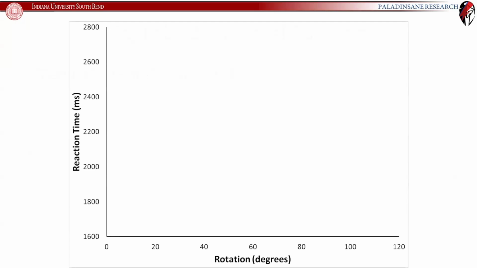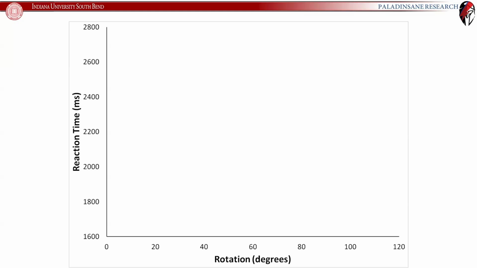On the x-axis, we have the rotation degrees. That's the difference in rotation between the two objects. So 0 degrees, they were not differently rotated at all. 120 degrees was the maximum amount of rotation. And then we have your reaction time in milliseconds, and it goes anywhere from 1600 milliseconds, so about a second and a half, all the way up to 2800, so approximately 3 seconds. So somewhere between a second and a half to 3 seconds is how long it takes you to compute this.